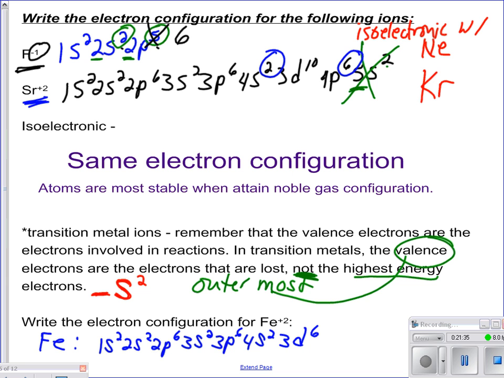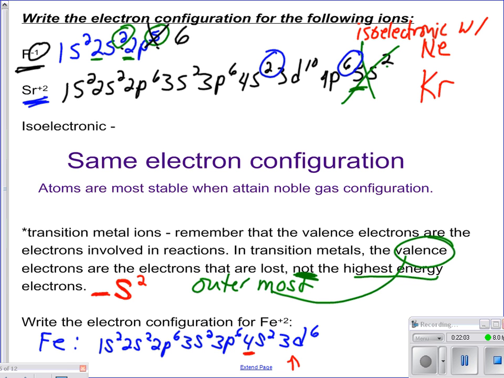But when it forms a +2, what does that mean? Is it gaining or losing electrons? Losing. It is losing 2 electrons. Do you guys see which electrons it's going to lose? Good. It's going to lose that outermost energy level, the highest, the outermost energy level, that 4th energy level. However, Aufbau's principle tells us the 3d actually has more energy.